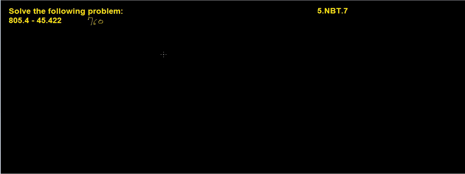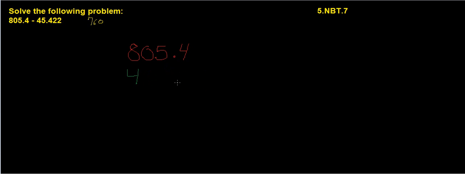So let's rewrite these problems and line them up. So we have 805 and 4/10, and we're going to subtract from that 45 and 422 thousandths. Uh-oh, wait a second, I didn't line these up right. I'm looking and the decimal points aren't lined up. I forgot to line up the decimal point.